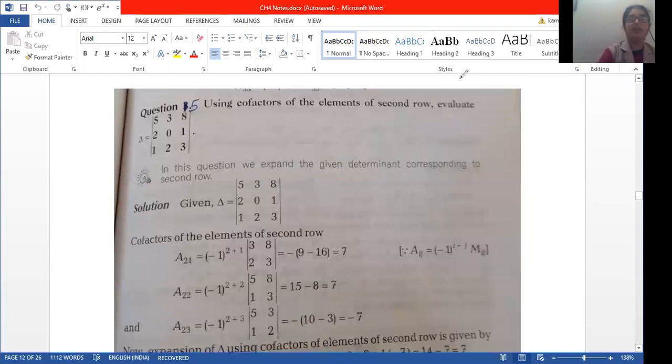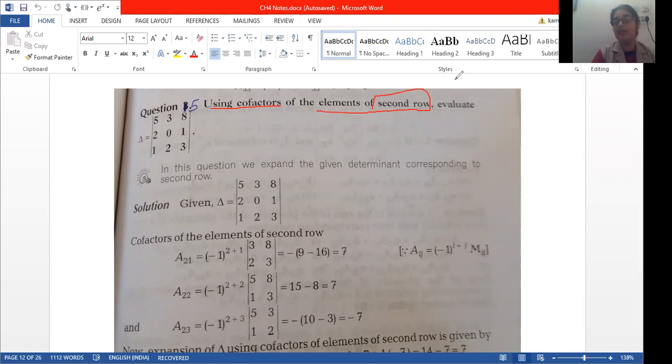In this question, what they're saying is, using cofactors of elements of the second row, evaluate the determinant. So we have to calculate the value of the determinant. The value of the determinant you have already studied in exercise 3.1. We can expand along any row or any column, but just read the question carefully. They are saying using cofactors of the elements of the second row. So we have to expand it along the second row.